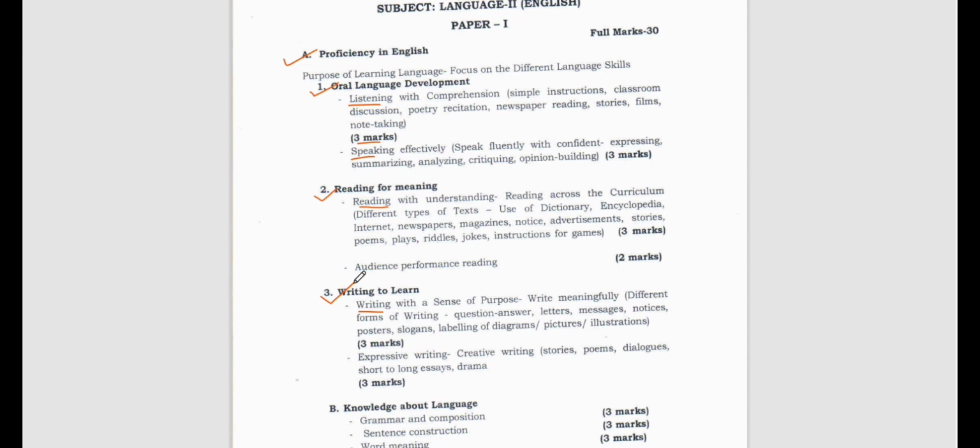Now let's go to the fourth skill. Listening we are done, speaking we are done, reading we are done. Now we are going to writing to learn. All right, writing to learn. Now how do we write?